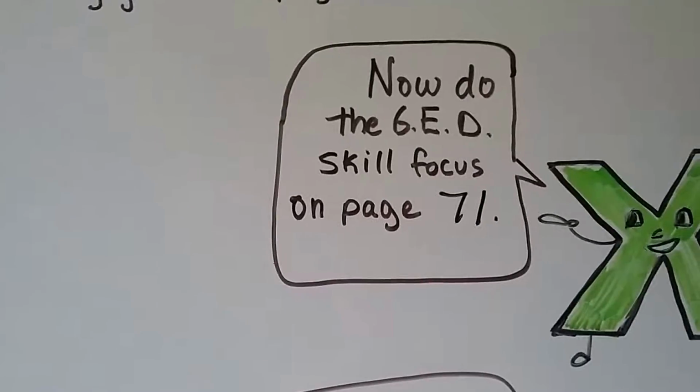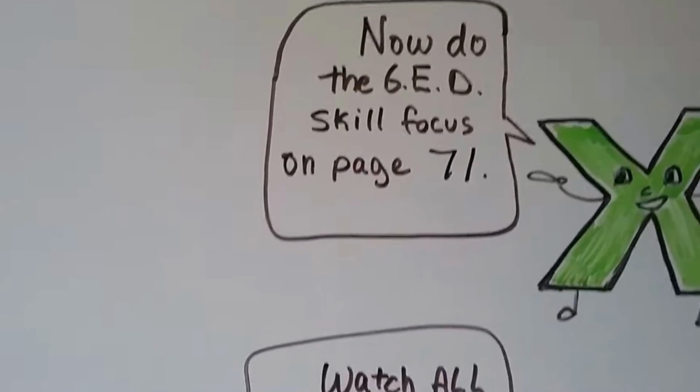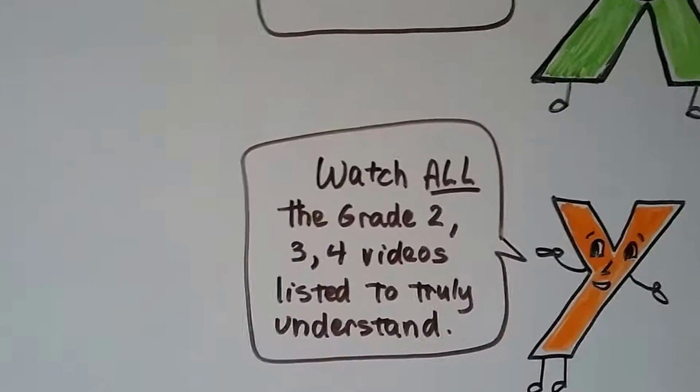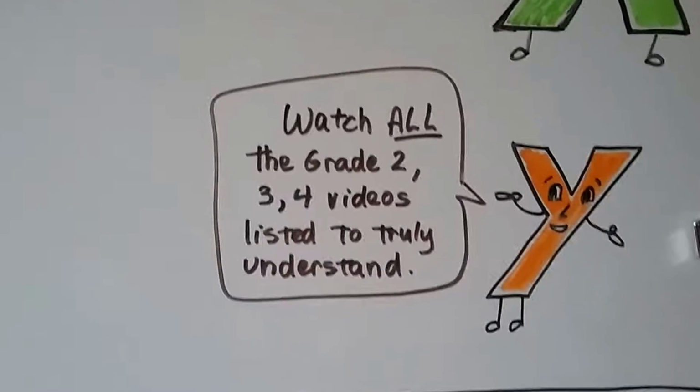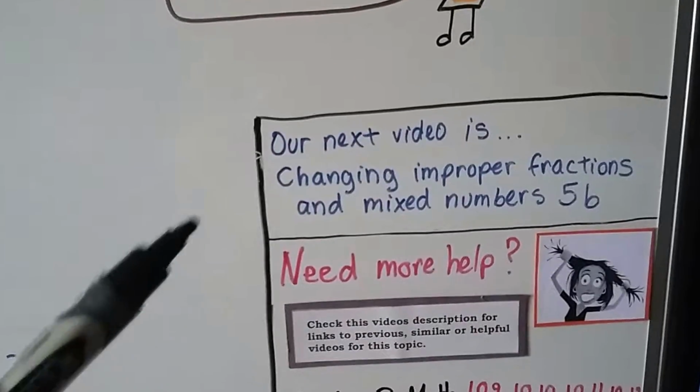So now you should be ready to do the GED skill focus on page 71. And if you do okay, you can go on to the next lesson. If you're having trouble, watch the grade 2, 3, 4 videos listed to truly understand that are in the description. Okay? So our next video is going to be changing improper fractions and mixed numbers, lesson 5B.